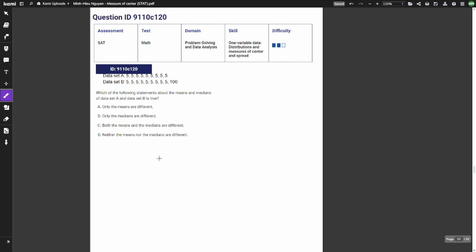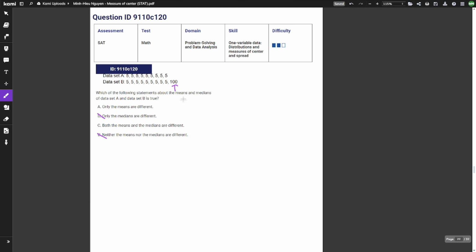Question number 22. Which of the following statements about the means and medians of dataset A and dataset B is true? Now you could go plugging these two datasets into Desmos and find the mean and median, or you could use a little bit of thinking. Here we have dataset A, and dataset B looks exactly the same, except at the very end they added 100. So we know for sure that the mean of dataset B is going to be greater than dataset A because there's this whole extra 100 right here. So we can get rid of B and D.